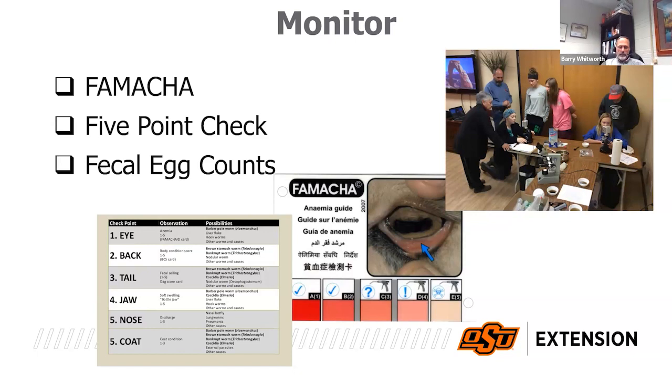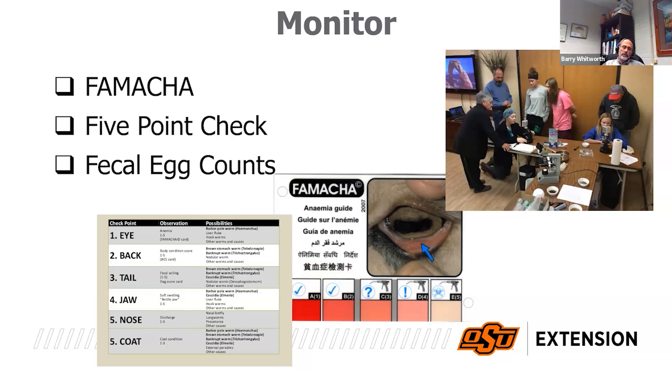suggested that we start doing 5-point checks, which looks at body condition score as well as a DAG score, which is looking at the feces, how loose it is. You also want to make sure you look at coat, rough hair coats, and pay attention for any submandibular edema or nasal bots. It's another good way to check and maybe give you a heads up if Haemonchus isn't your big problem. It's one of the other worms.